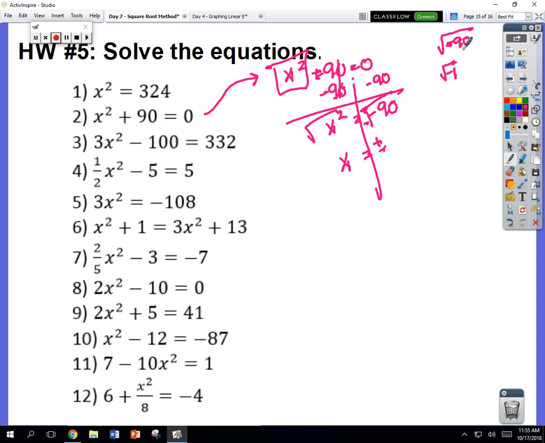so that reminds me to take the i out. And then 90 breaks down into 9 and 10, and 9 is the biggest perfect square that divides in there. So what I would do now is I would say, okay, well the square root of 9 is 3, the square root of -1 is i, and then I have a 10 left underneath the radical. So my answer ends up being plus or minus 3i square root of 10.